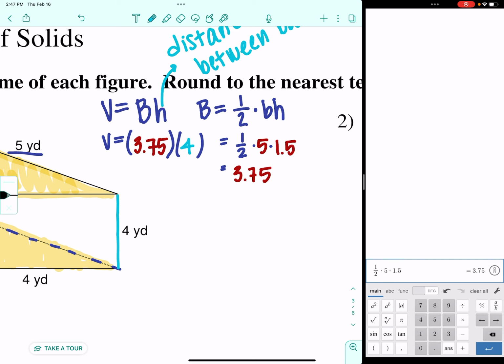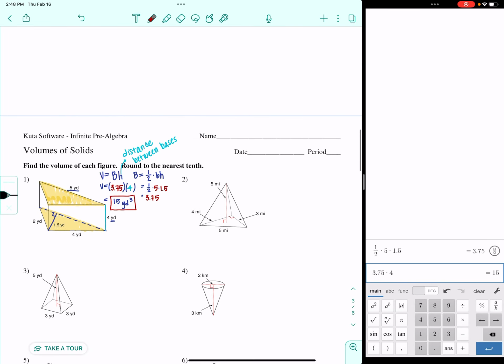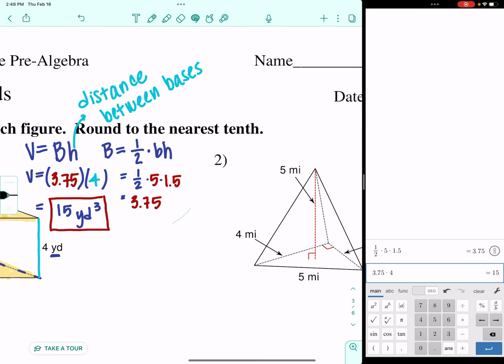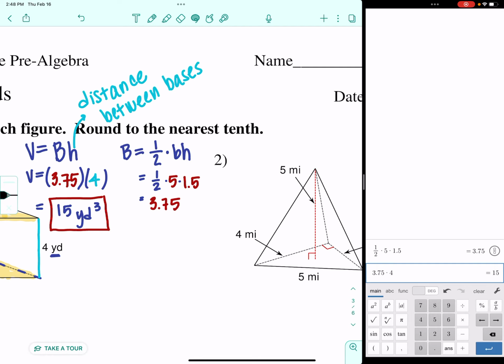So I'm ready to go back into Desmos. And I need 3.75 times 4. That means the volume for my triangular prism is 15, and we're measuring in yards, so this is going to be cubic yards, or yards cubed. We will go find another one. I'm going to slide this over just a little bit so they don't run together as much.